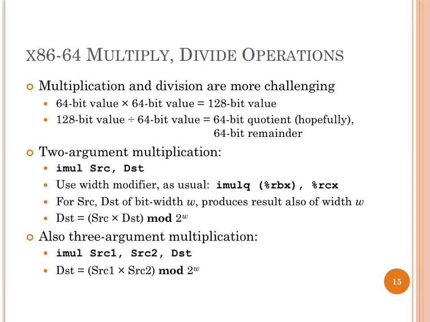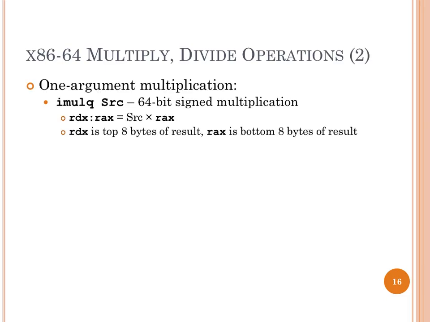There's also 3-argument multiplication. If 2 arguments is not enough, now that's all the arguments you get. You can't have 4-argument multiplication, not today. But source 1 times source 2 goes into dest. And again, everything is the same bit width, so the result is modulo 2 to the W. Okay? So that's multiplication. Or at least that's what you thought, because there's other crazy versions of multiplication.